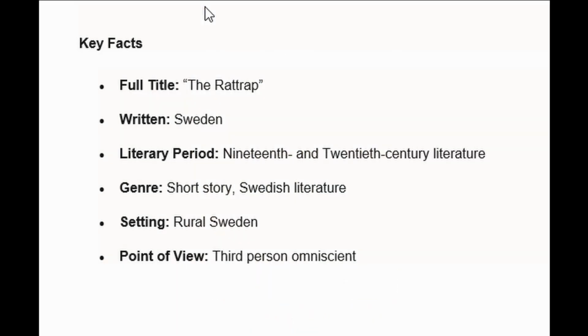Now we'll take a quick look at the key facts of the story. The full title is The Rat Trap, as we all know. It was written in Sweden. The literary period for this piece is the 19th and the 20th century. The genre is short story and Swedish literature. Its setting is rural Sweden, not the modern country that we know of today. And the point of view is third person omniscient. We'll talk about the point of view later as we delve more into the literary side of things. But for now, these are the key facts that you need to keep in mind as you read.